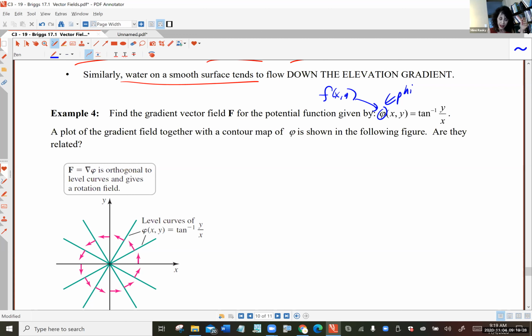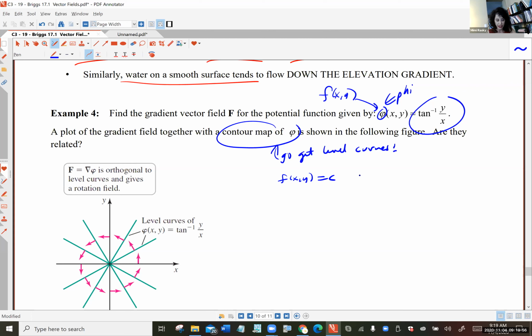Okay. So how about arctan y over x? Fine. So we're going to plot the gradient field together with a contour map. Contour map just means go get those level curves. And it turns out if you go get the level curves, that means you're setting your scalar function equal to a constant. So you're setting arctan y over x equal to a constant. Then what?